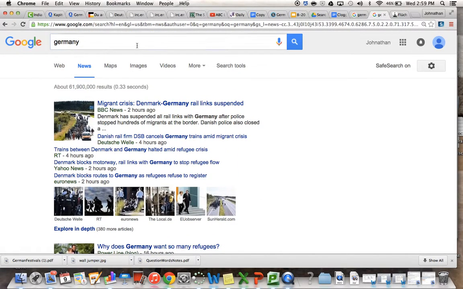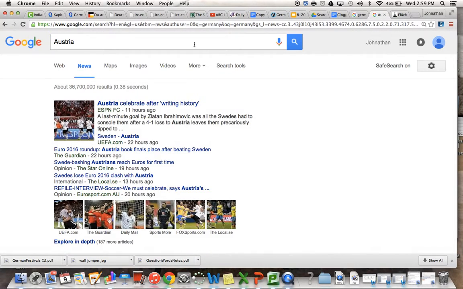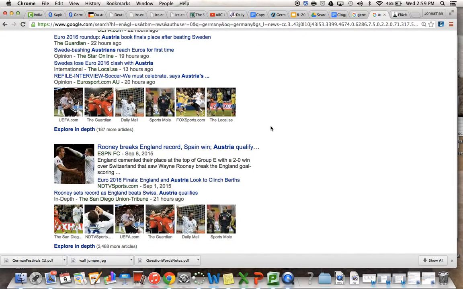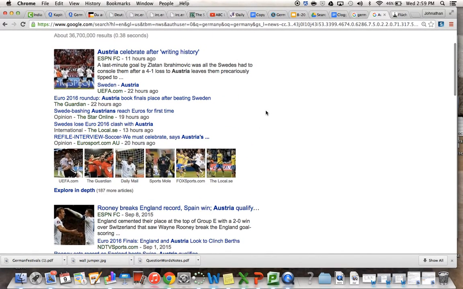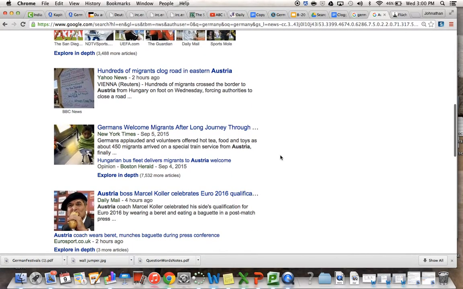I'd let students know that they could do the same thing with Austria. Go through and see if they can tell the difference between what might be something relevant and what might not be. Austria qualifying for the European Championships. Well, maybe that would be relevant. I don't know. They'd have to go in, read the article, and try and find relevant information.